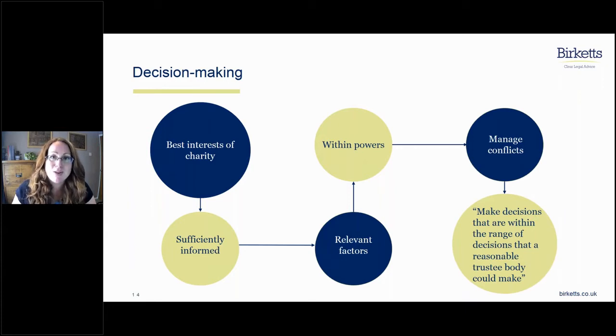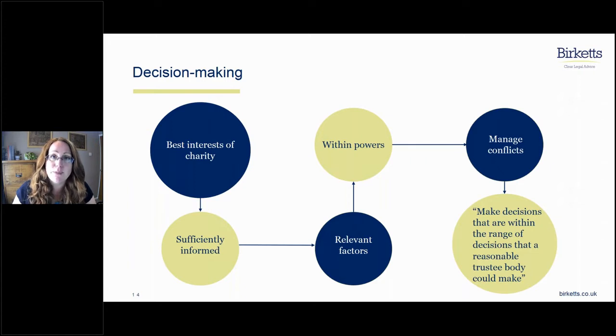And clearly, in order to do that, you need to make sure that you are working through the process. So is the decision in the best interest of the charity, and can that be clearly demonstrated? This ties back to your organisational purposes. Are you sufficiently informed? Have you got all of the necessary information to make that decision? Have you taken into account all relevant factors and disregarded anything irrelevant? Are you acting within your powers? Check your constitutional documents or take advice if you're not sure. And have you appropriately managed any conflicts of interest?